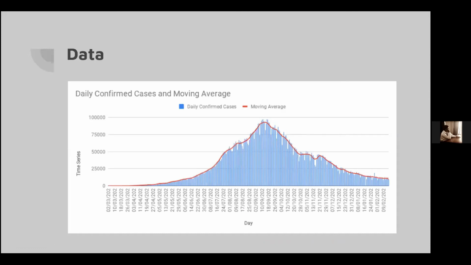Here is our data. We have taken the first wave, and we are also working on the second wave, because our first wave results did not lead to any conclusion on whether a second wave will arrive or not.